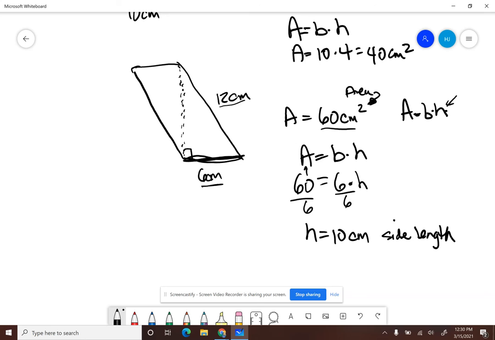So hopefully this has been helpful to you. Again, we're going to build on this tomorrow or the next day. We're going to be talking about triangles and trapezoids. So remember, area equals base times height, and that height has to be the perpendicular height.